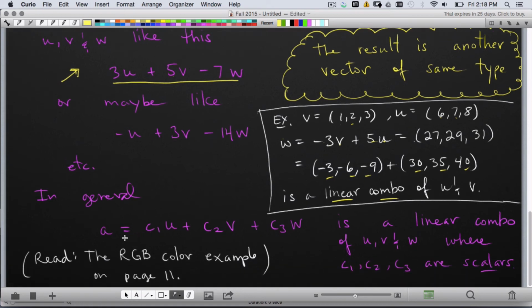You'll see in the textbook expressions like this, and these c1, c2, c3 simply represent numbers like 3, 5, and negative 7. So the ci's represent scalars, and this represents a general linear combination of u, v, and w. I also want to point out that any color can be thought of as a linear combination of 3 primary colors, red, green, and blue. So check the textbook for more.